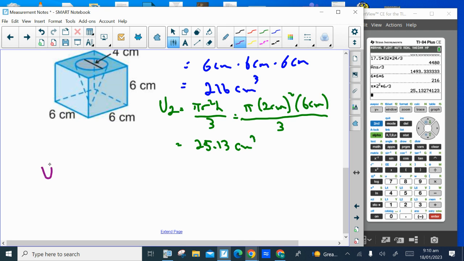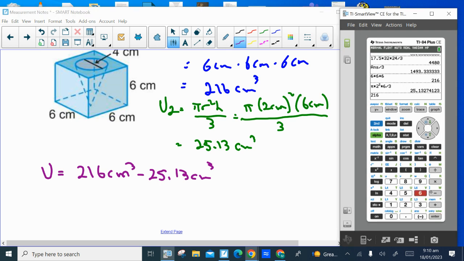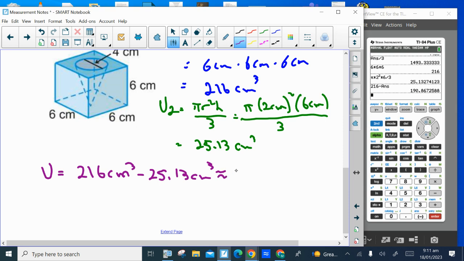And then our final volume will be the difference between these two. So 216, take away our previous answer, 190.9 if you round to the nearest tenth, centimeters cubed. Okay?